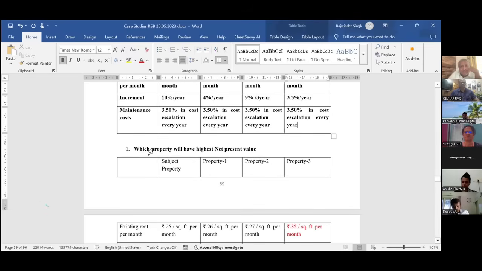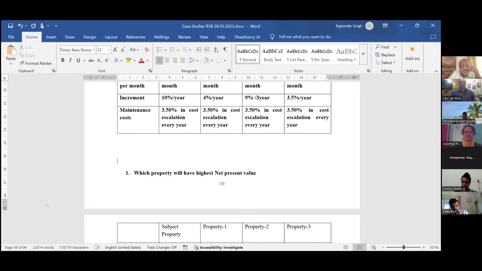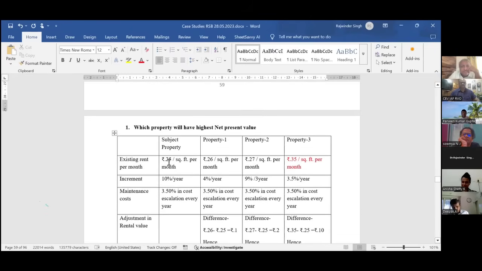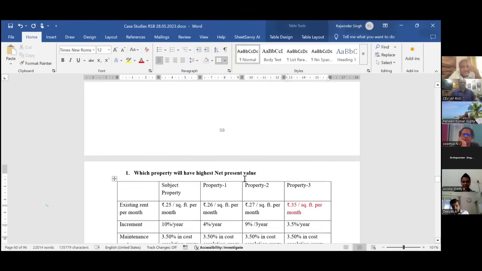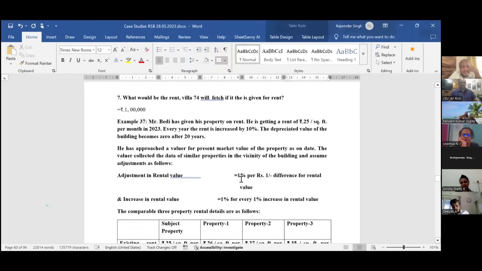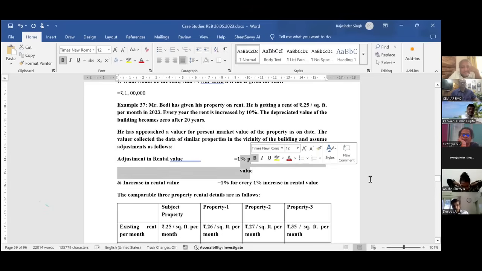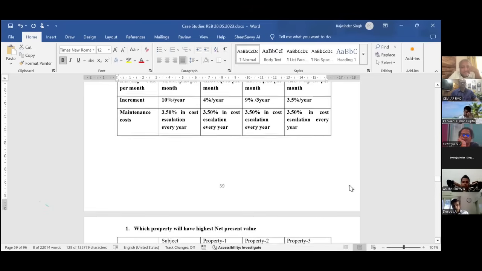Here, existing, it is 25, 26, 27, 35. This is the data which is given to you. Then it has given adjustment in rental value: 1% for rupees 1 difference in rental value. See how it is to be implemented.